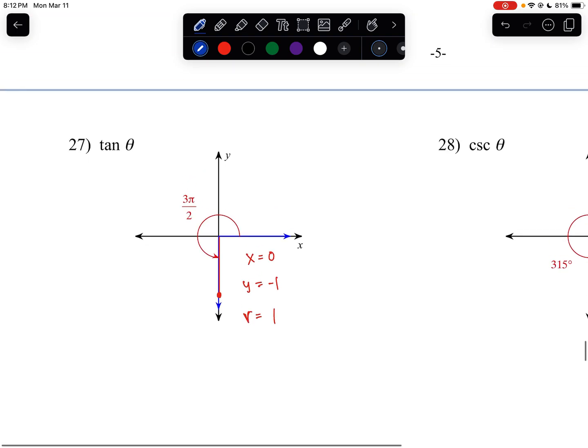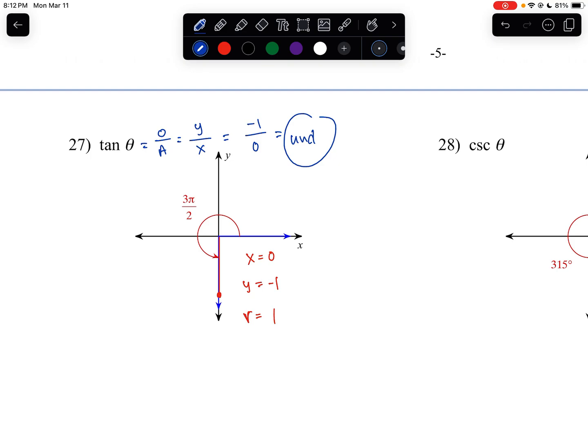And tangent is equal to the opposite divided by the adjacent. If you're using variables like x, y, and r, opposite is always referred to as the y, and the adjacent is always referred to as the x. Okay, so then in this case, y is going to be negative 1, x is 0. This is an undefined expression, so that would be the answer right there.